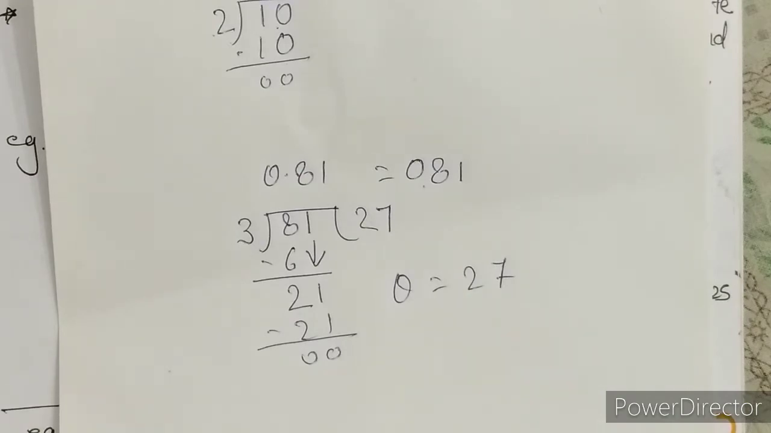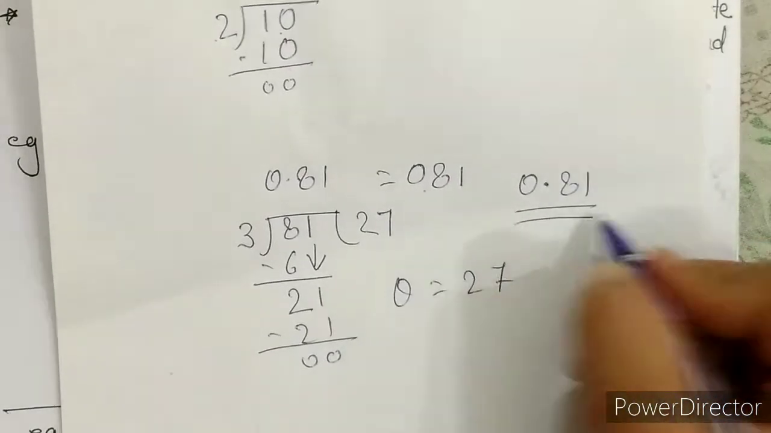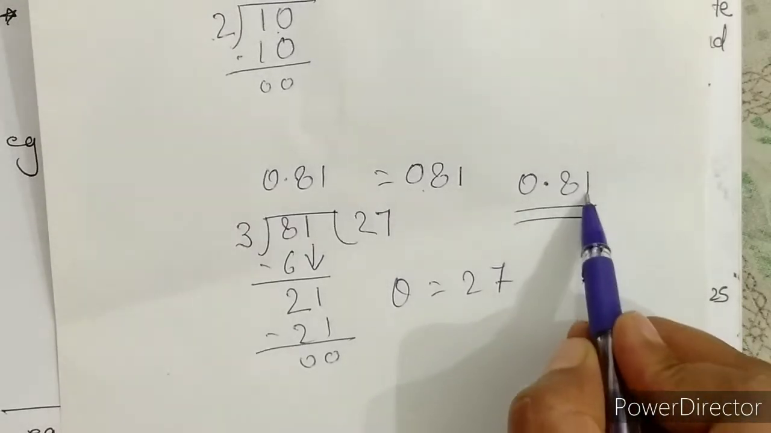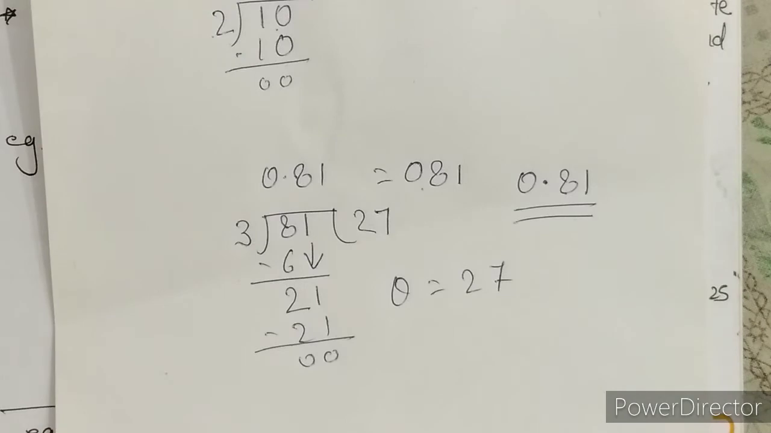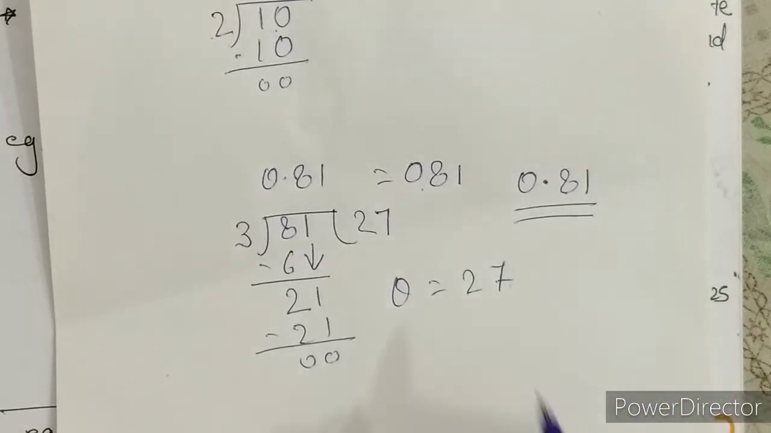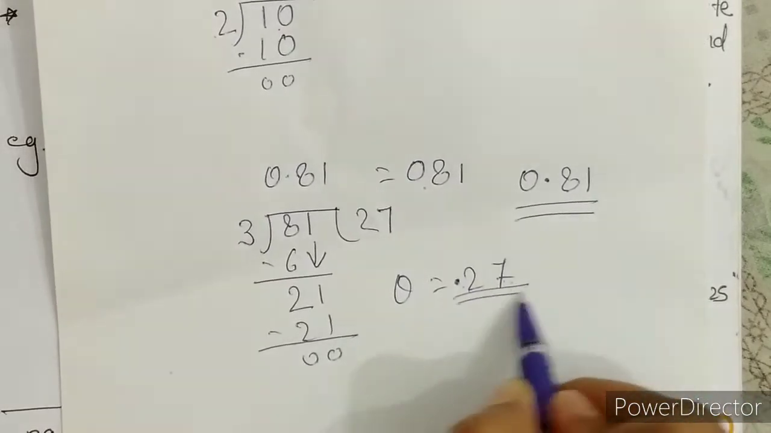And now look back to your question. Your question is 0.81. Your dividend is 0.81. So in the dividend you check after how many numbers the decimal point is there. After how many numbers? In the dividend we are seeing 1, 2. After 2 numbers there is a point. So in your quotient also, after 2 numbers you put your point. Our quotient is 27, so after 2 numbers, means 1, 2, after 2 we will put this point.